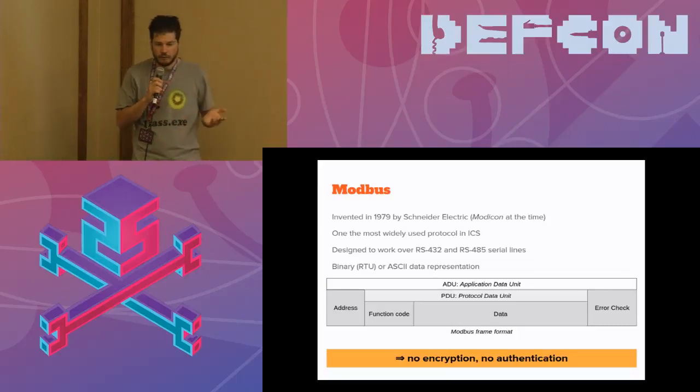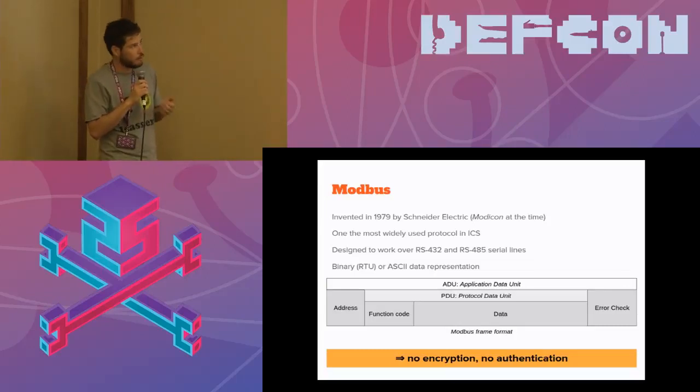Okay, so there are a lot of ICS protocols. Today we're going to talk about Modbus. It's one of the most widely used, I think, invented in 1979 by a company that was at the time called Modicon and later bought by Schneider Electric. It was designed to work over serial lines, so RS-485 mostly. There are two versions of the protocol, the binary and the ASCII. And if you take a look at a frame format, you will see that it's composed of the address of the PLC, then what is called the PDU, the protocol data unit, with one function code and the data, and some kind of cyclic or linear redundancy check to make sure that we have data integrity.